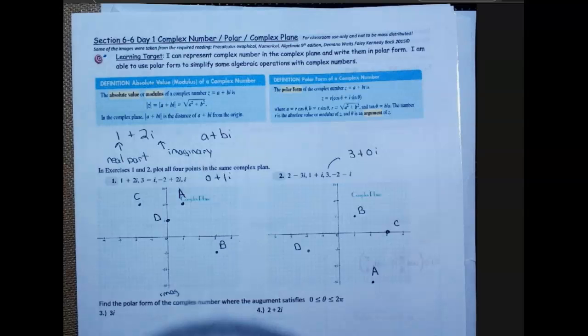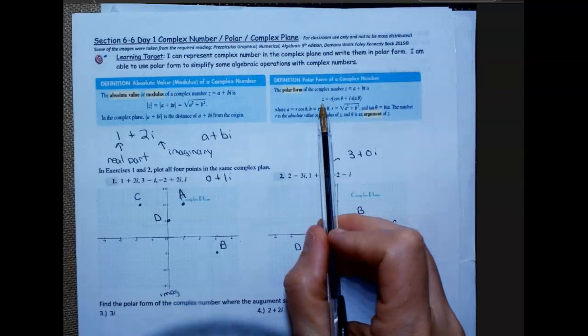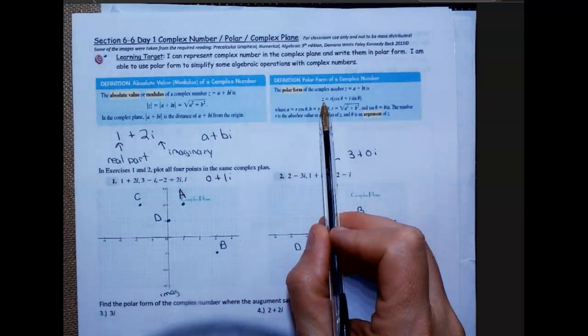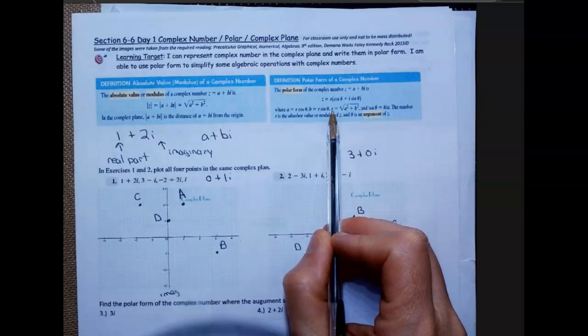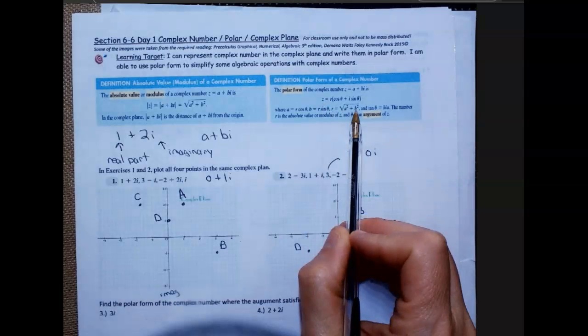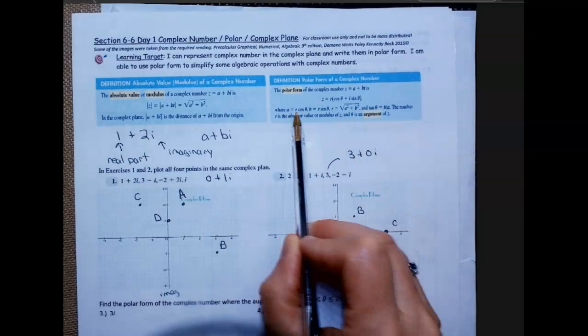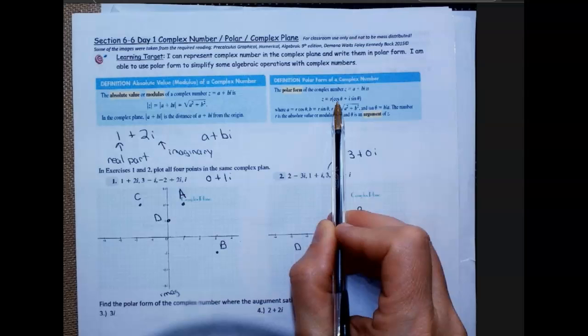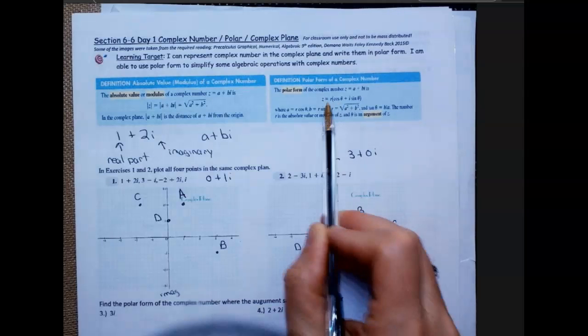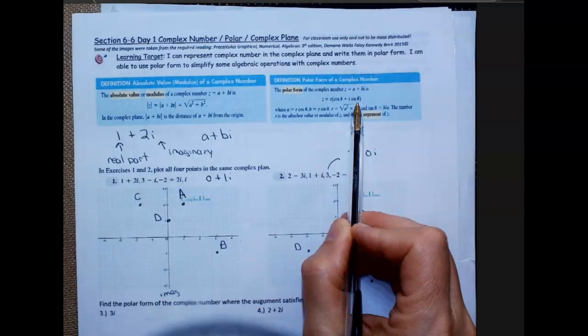Now what we're going to do is take these points and plot them on the coordinate plane just like we did up here, but we also are going to change them to polar form as well. I just want to point out the polar form. We're looking for r, which is the square root of a squared plus b squared. A is r cosine theta, so it's kind of like you're distributing, and B is your imaginary part. Again, you would be distributing r times the sine of theta.